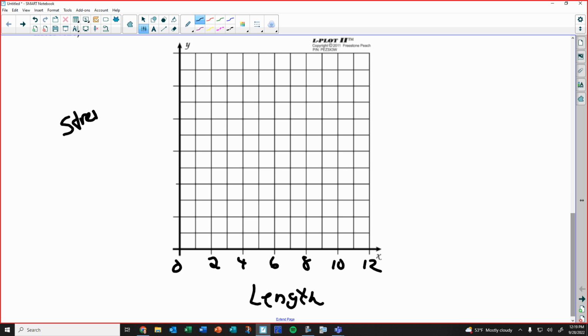And then the breaking weight, the strength, well, 23 was my highest. So if I go by 4s, I should be able to fit that, right? That's going to go all up to 24. And the highest number I had was 23. So let's say you went to 25 or 26, maybe you go by 5s or 6s. But that's how you want to try to fit everything in. So at 4, 23. Well, that's 22, so it's right there.